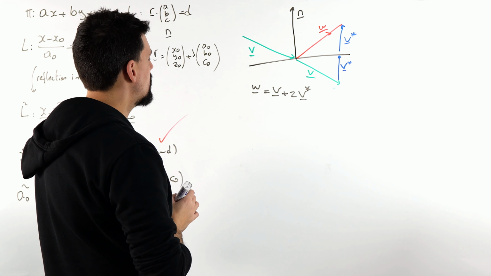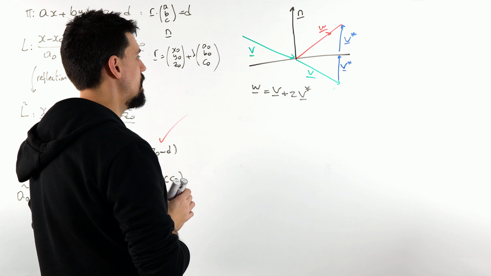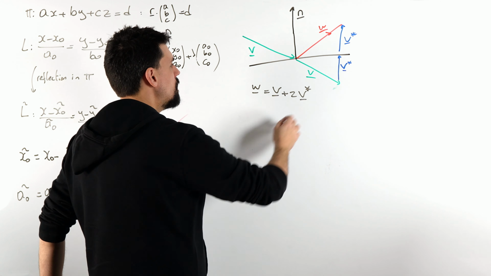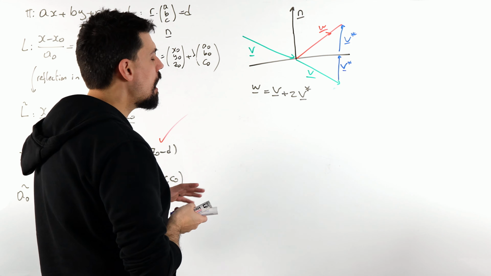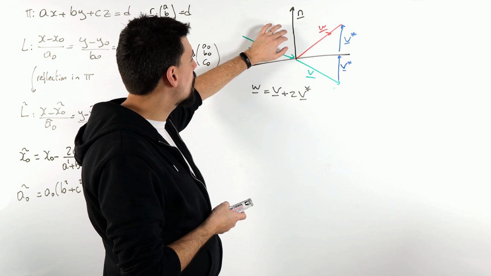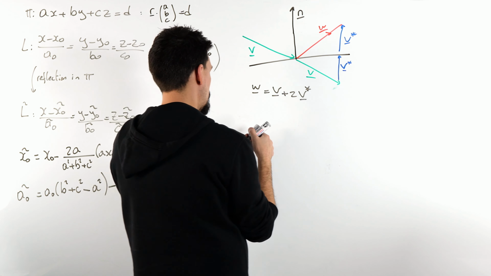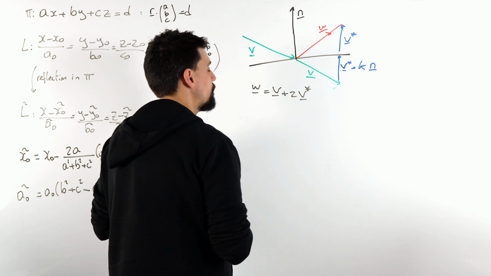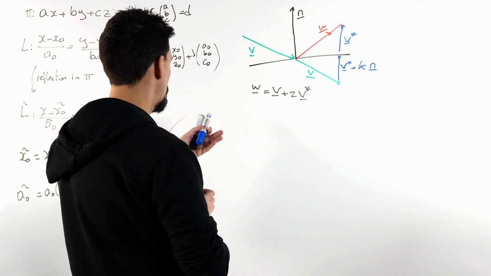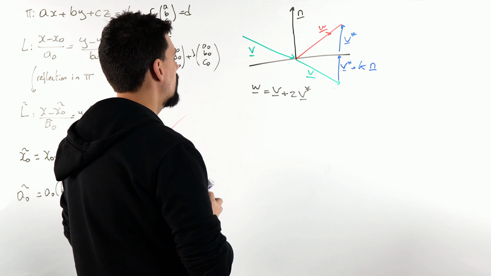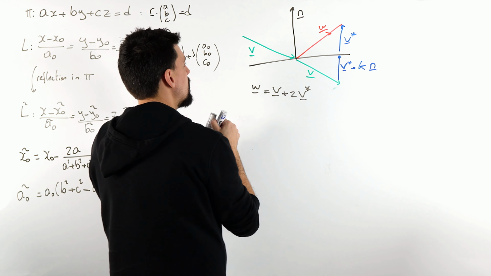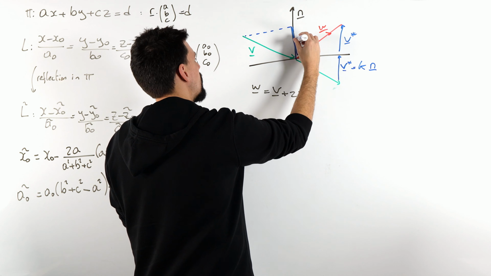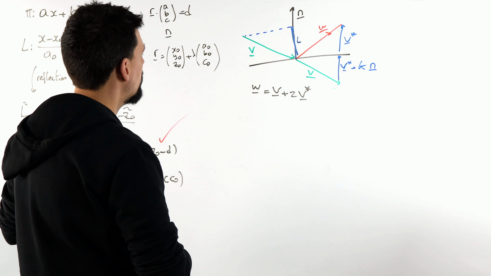Well, what is that v star? That's very interesting. Well, v star is some multiple of n, going in the direction of n. So v star itself is some multiple of n. Now, what is that multiple? Well, what we want is for it to be this length here. Let's go for L again. We want it to be that length there.